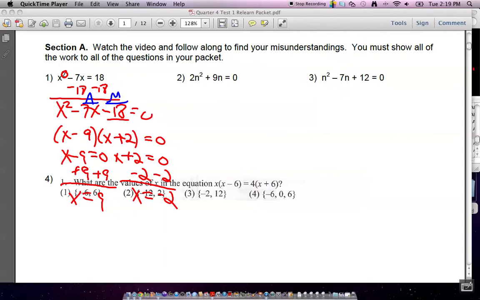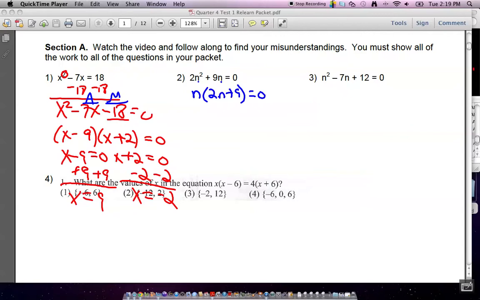Now, number 2 is a very interesting question because kids get it wrong all the time and they should never get it wrong. This is actually an easier factoring because you look for a common factor, and they each share an n in common. So I factor out the n and I get n times 2n plus 9 equals 0. Now, looking over the test, virtually every single kid did this, which is a really good sign.